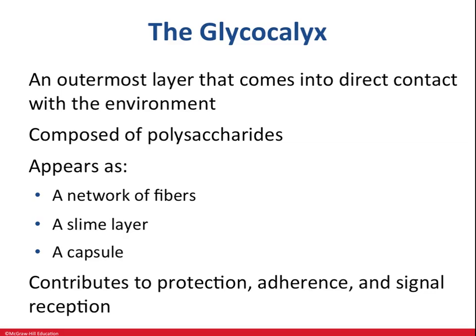The glycocalyx is the outermost layer that covers the cell. It is made of polysaccharide. It can be in the form of a network of fibers, slime layers, or capsules. Its functions are to protect the cells from losing water and nutrients, adhesion, and signal reception.